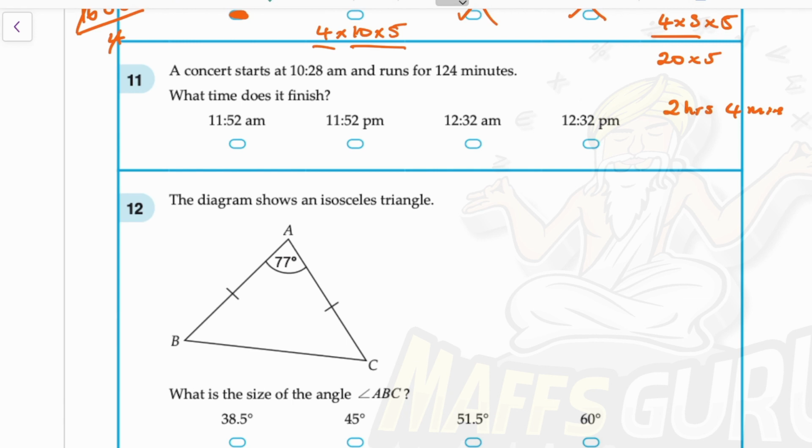We're going to add on 2 hours to 10 a.m., which is going to give me 12 p.m. And then 28 and 4 is going to give me 32. So 12:32 p.m. Ka-ching. Notice they gave you the AM and PM thing. That was obviously just checking to see if you can know the difference.